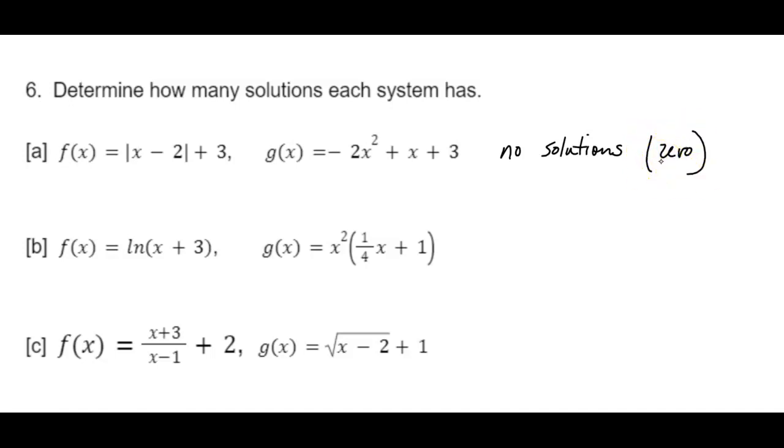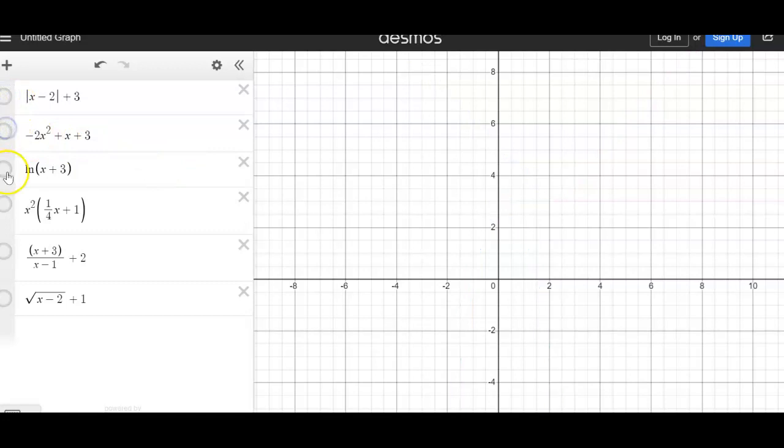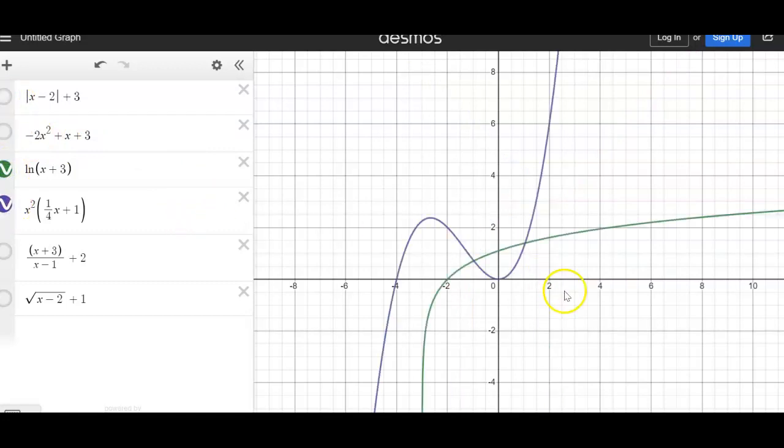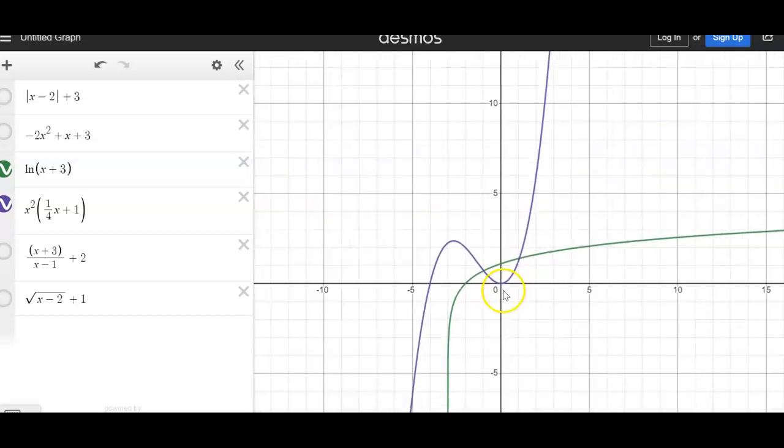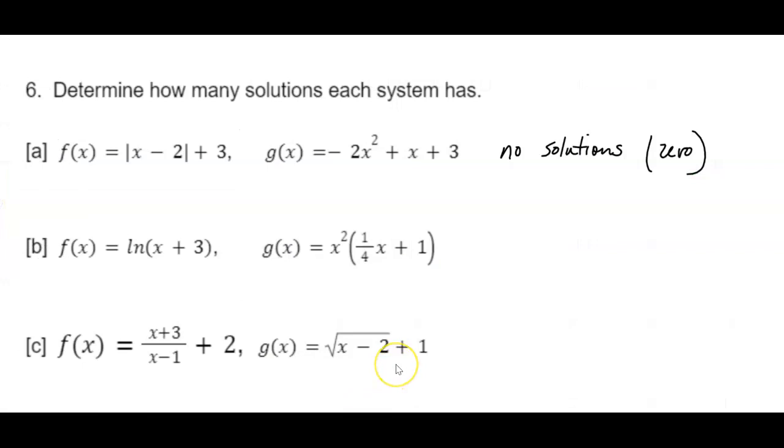All right, second system is f of x equals ln of x plus 3 and g of x equals x squared times 1/4 of x plus 1. So again, we're going to go back to Desmos. You would be doing this individually on your own, but we're going to go back to Desmos. I'm going to turn these off, turn on the next two equations in our system. And if you look here, you can zoom out a little if you want, but they cross in exactly 2 places. So this system has 2 solutions. So we've got 2 solutions here.